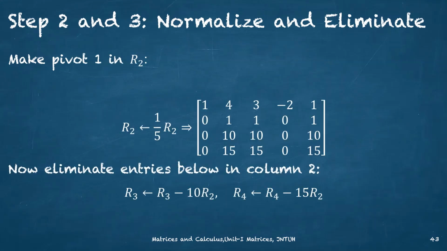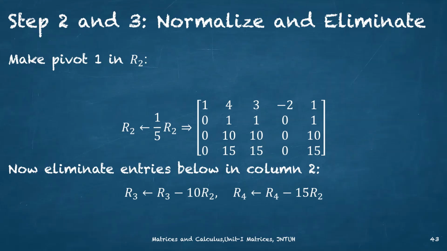Step 2 and 3. Normalize and eliminate. In steps 2 and 3, we continue simplifying the matrix. First, we normalize row 2 by dividing it by 5 to make the pivot equal to 1. So row 2 becomes 0, 1, 1, 0, 1. The rest of the matrix stays the same for now.